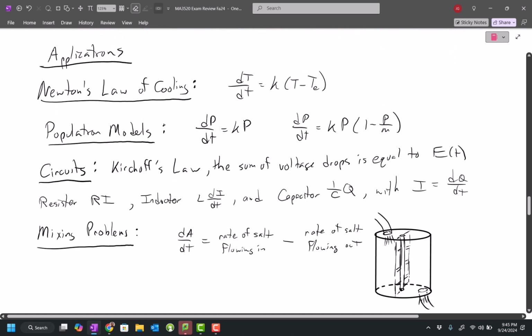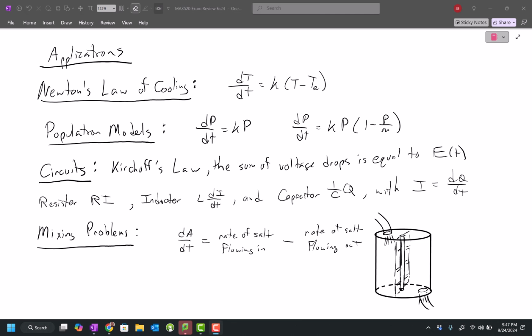Next, we'll focus on applications of differential equations. So far in the course, we've looked at several different applications of first-order differential equations. The four I want to focus on here are Newton's law of cooling, our population models, circuits, and mixing problems.